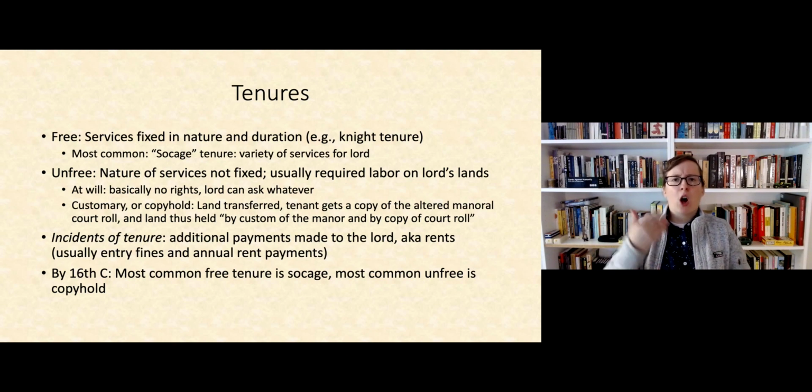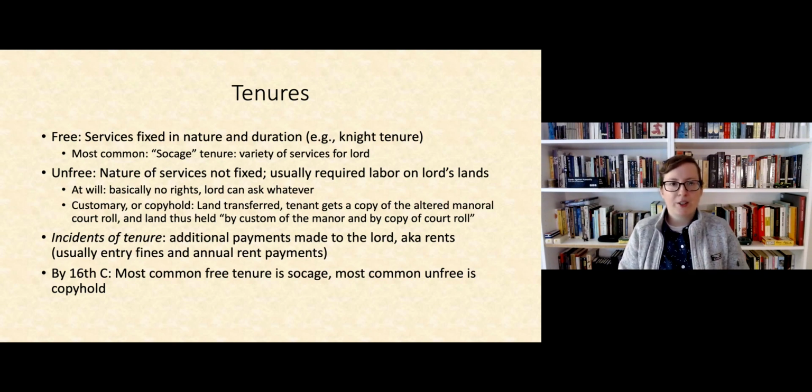However, the most common kind of tenure that was employed in England was called socage tenure. And this could be a variety of services or payments for the lord, not necessarily military service, but what's critical again is that it's fixed in nature and duration. Now, that is a pretty clearly defined notion of service, which contrasts with unfree tenure.